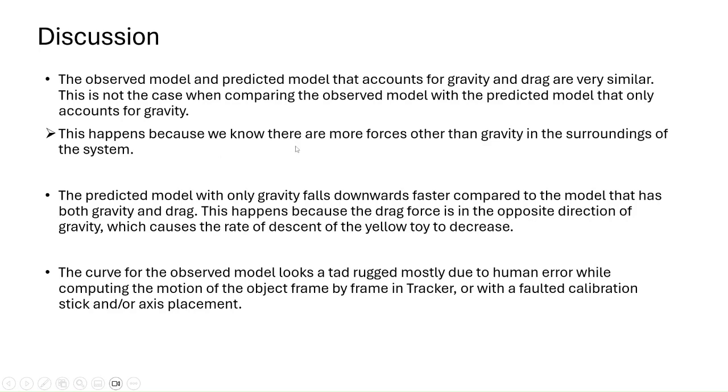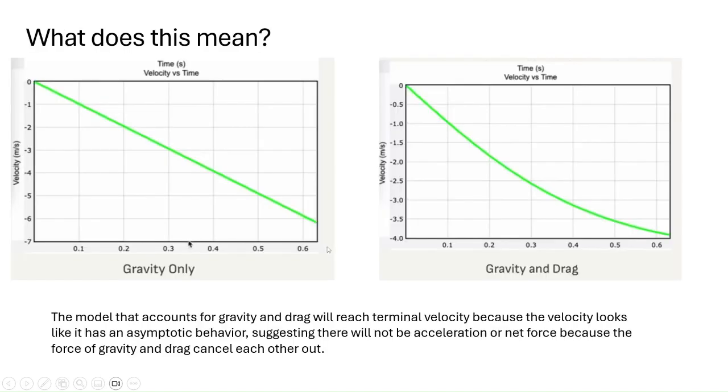This happens because there are a lot more forces other than gravity in the surroundings of the system, and the predicted model with only gravity falls downwards faster compared to the model that has both gravity and drag, because the drag force is in the opposite direction of gravity, which makes its rate of descent decrease. And the curve for the observed model looks a little bit rugged due to possible human error while tracking the motion of the object frame by frame in the tracker, or faulty calibration or analysis misplacement.